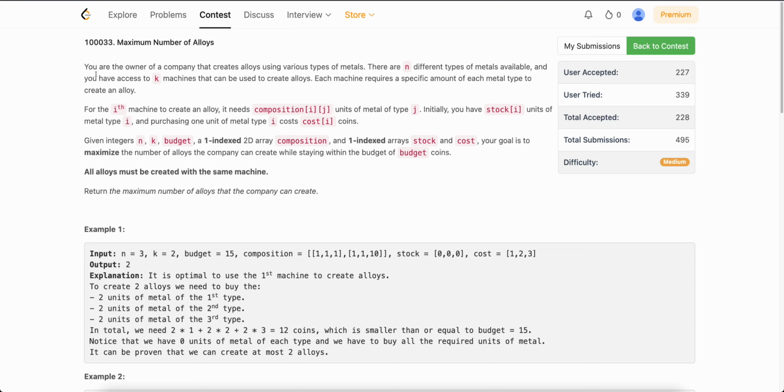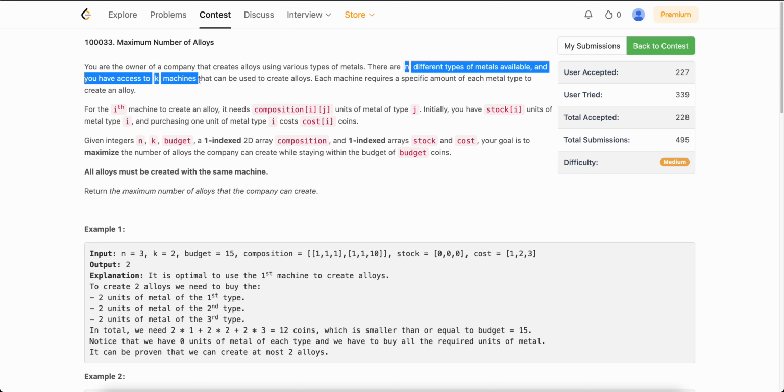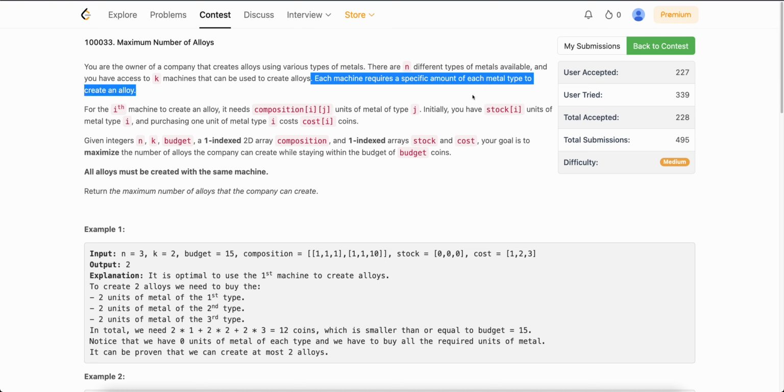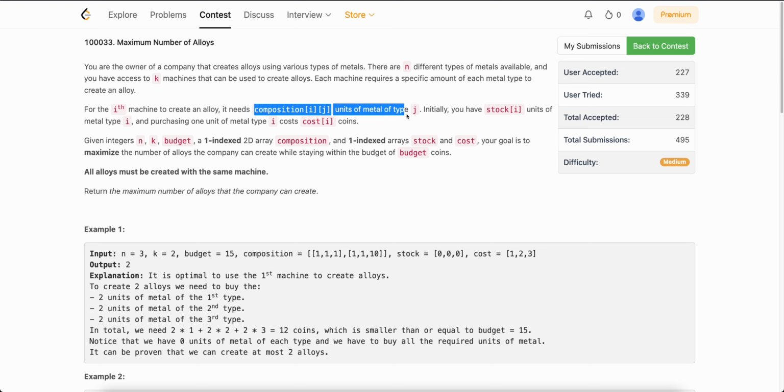The problem states that you are an owner of a company that creates alloys using various types of metals. There are n different types of metals available, and you have access to k machines. Each machine requires a specific amount of each metal type to create an alloy. For the ith machine to create an alloy, it needs this many units of metal of type j.